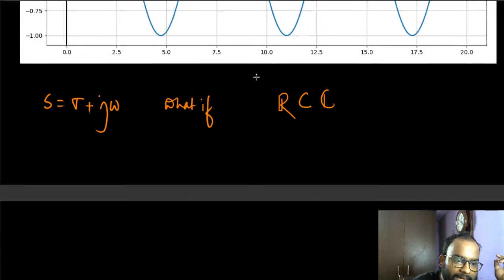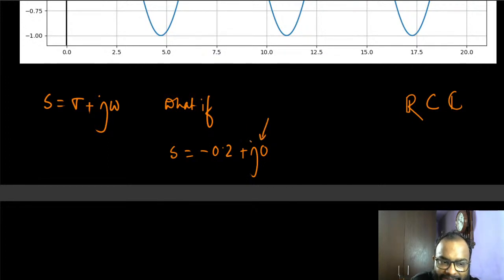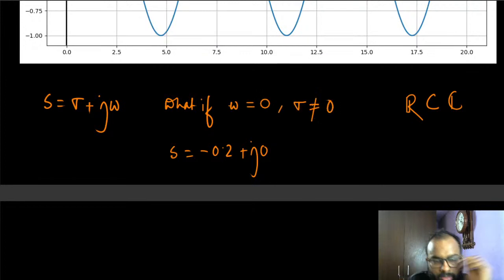So with that understanding, what if, under that complex understanding, the frequency is something like -2 plus j0? I'm explicitly writing j0 to indicate that I'm using the complex notion of frequency. What if only the sigma part is there and there is no omega part? What if omega is equal to 0 and sigma is not equal to 0?